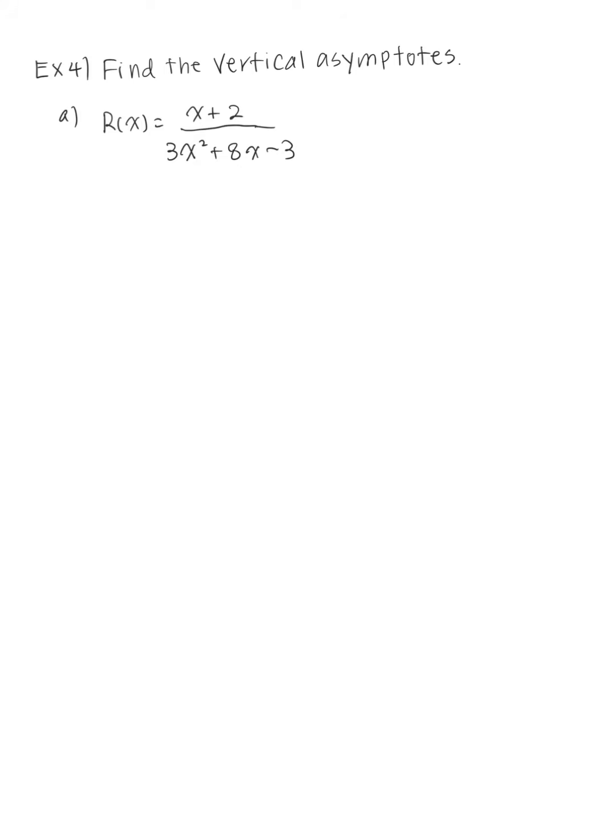Let's take a look at example 4. Find the vertical asymptotes. So part A, we're given r of x equals x plus 2 over 3x squared plus 8x minus 3. The first thing we need to do is to factor the denominator. So let's work it as side work. I don't know which method you like. So those of you who like to use the AC method, I can do that. So here's A, B, and C. A times C is negative 9, and then B is positive 8.